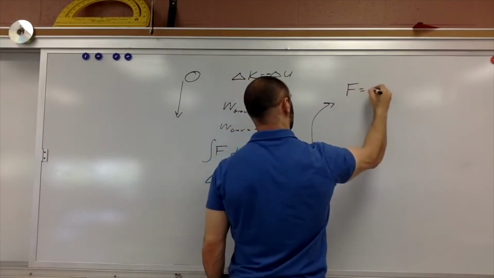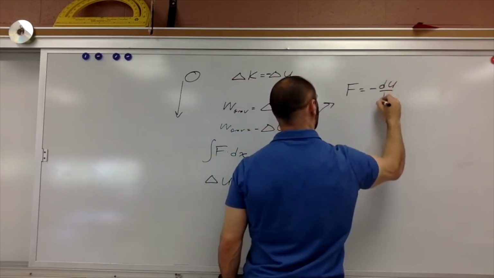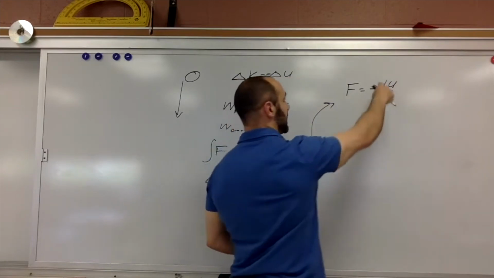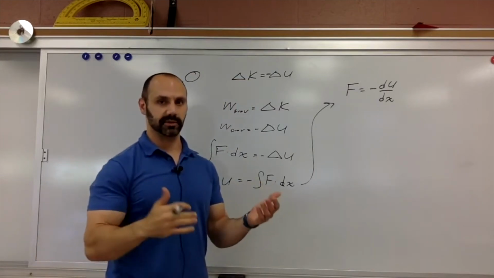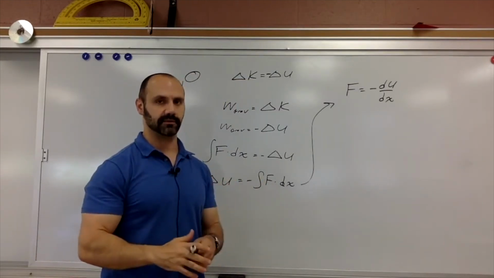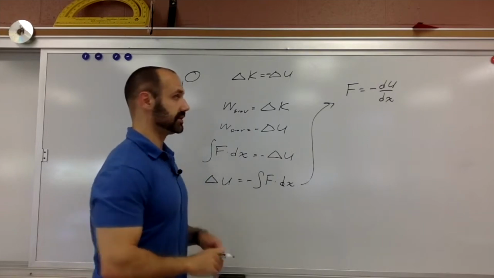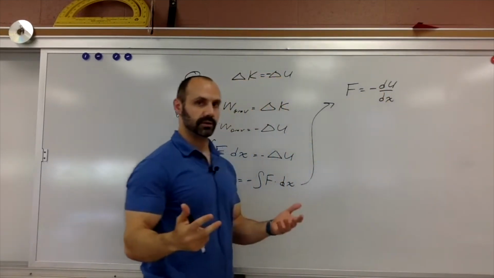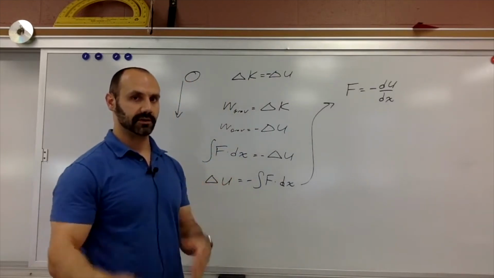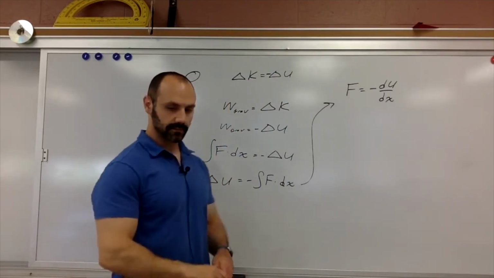The force is equal to negative dU/dx. If I have some function that expresses the potential energy as a function of position, not as a function of time, but as a function of position, I can take the negative derivative of that, and that gives me the force on that object as a function of position. Okay, so what does that mean?